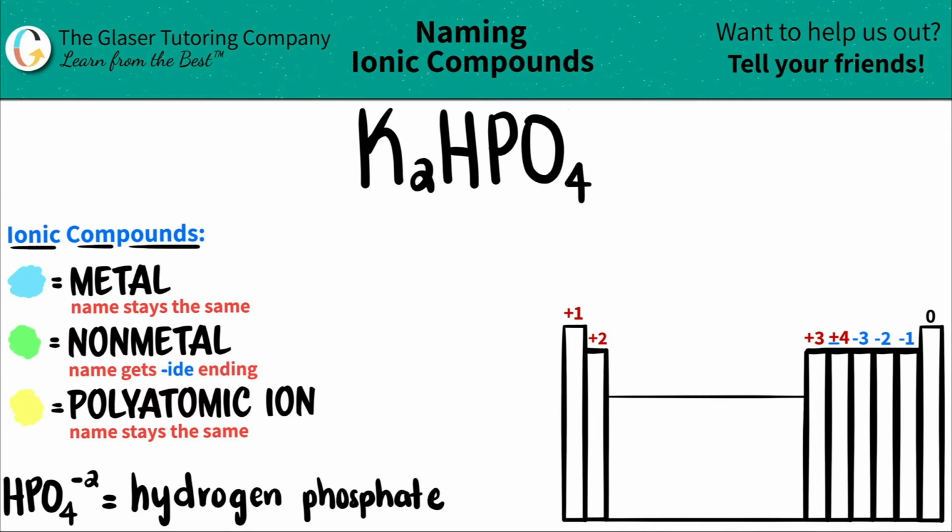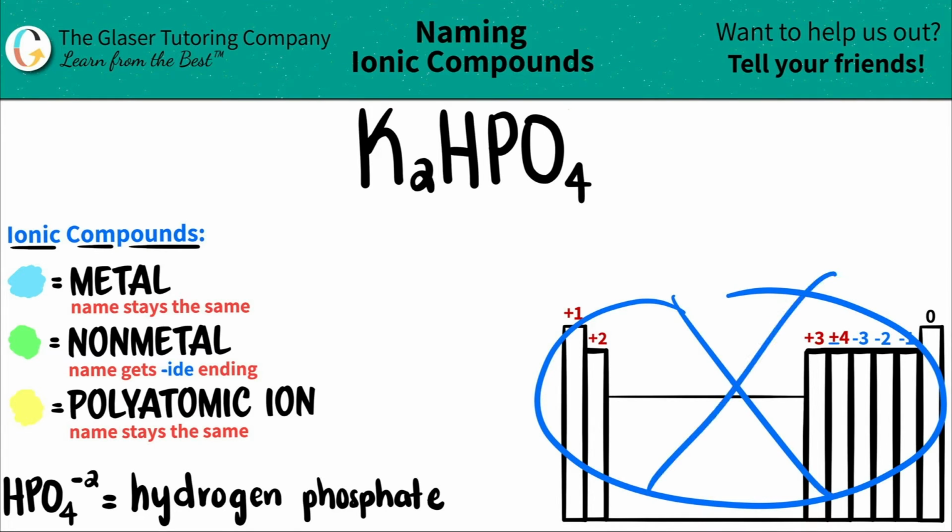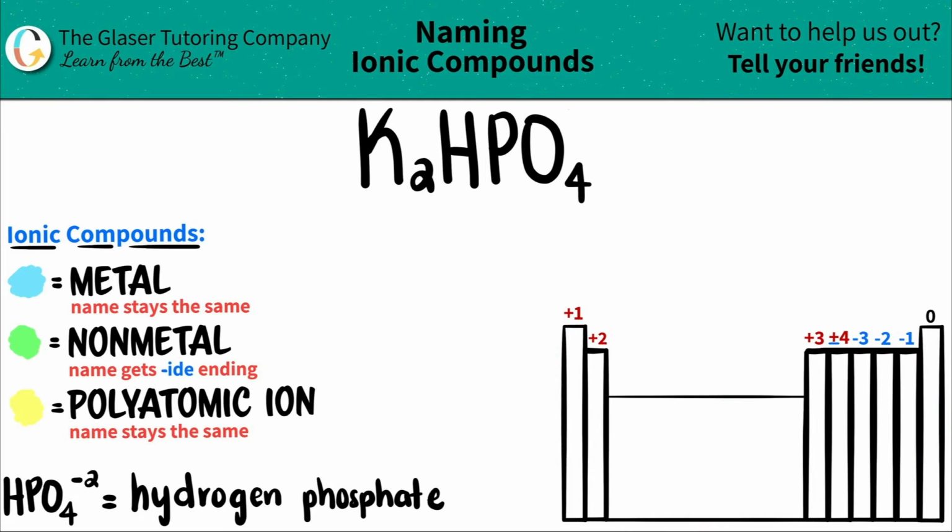But the hardest part is that polyatomics are never going to be on the periodic table. They have to be memorized. So in order for us to do this, we had to know that the polyatomic that we see here is HPO4. So write this down, guys. Flashcard it out, do whatever you got to do to memorize. But HPO4 always has a -2 charge, and that polyatomic ion is always called hydrogen phosphate. Remember, phosphate is PO4. So we just added an extra hydrogen, and now it's called hydrogen phosphate.